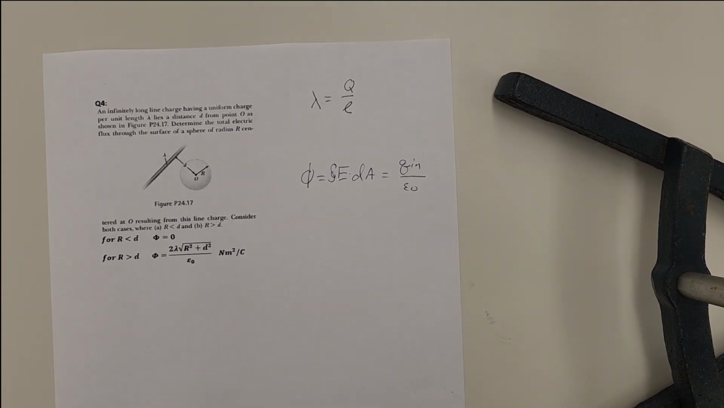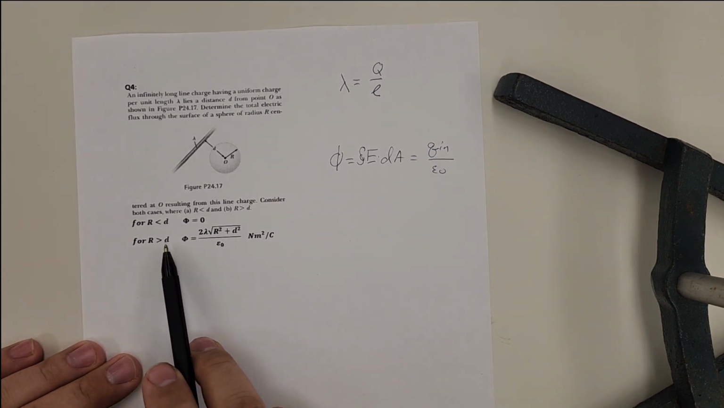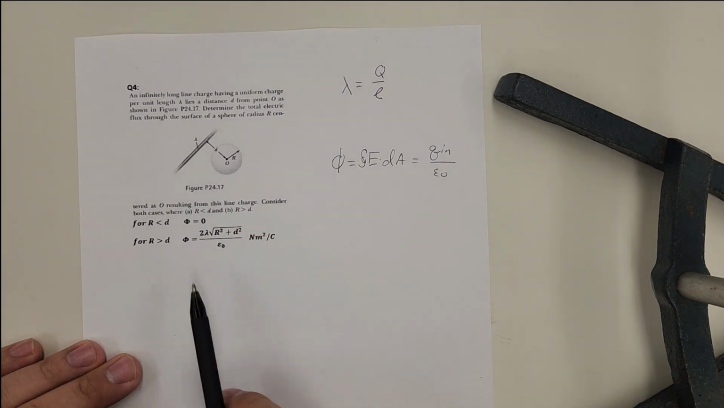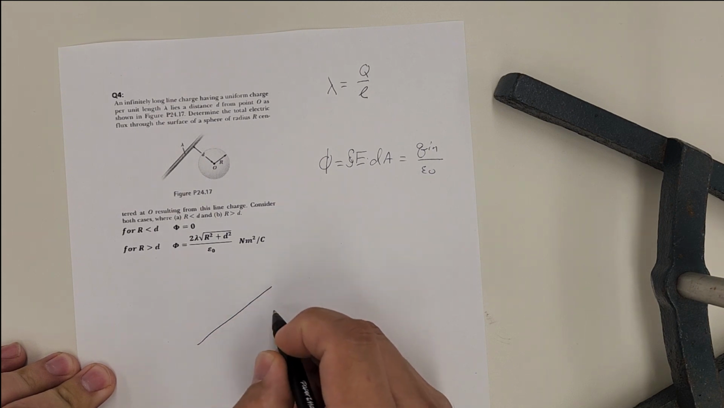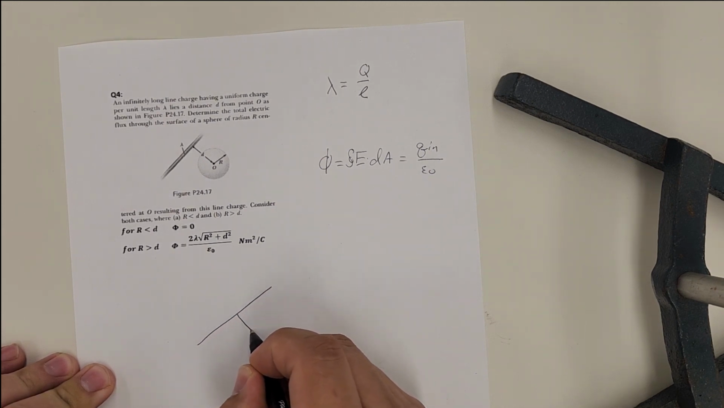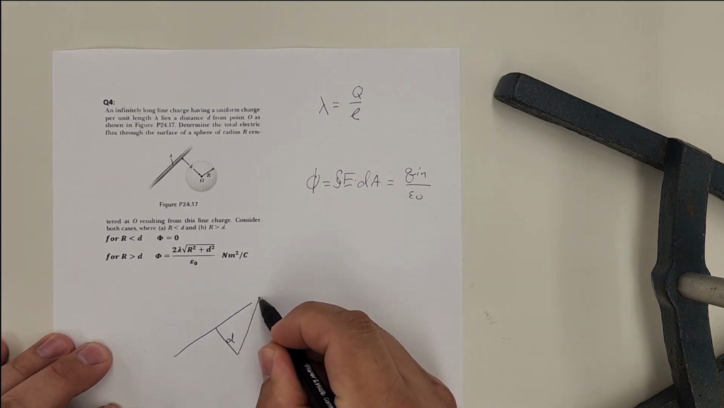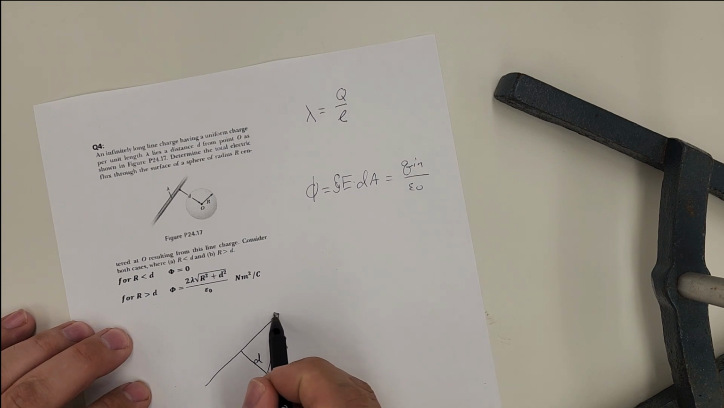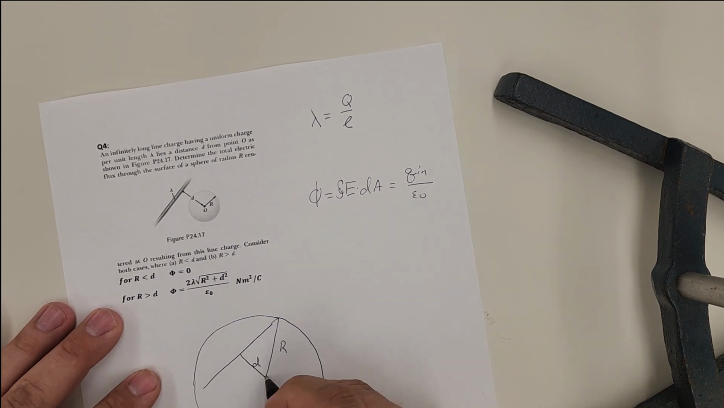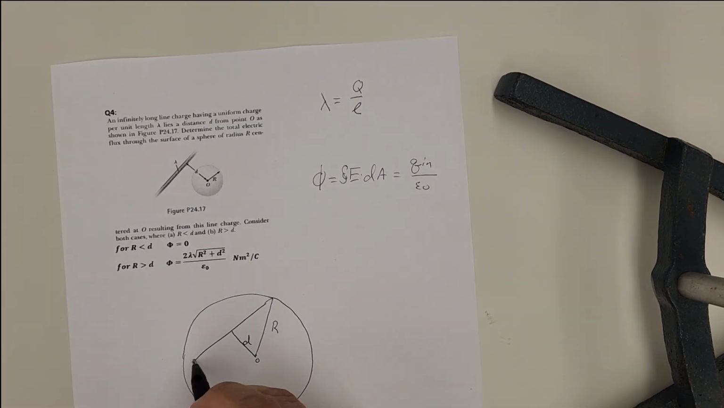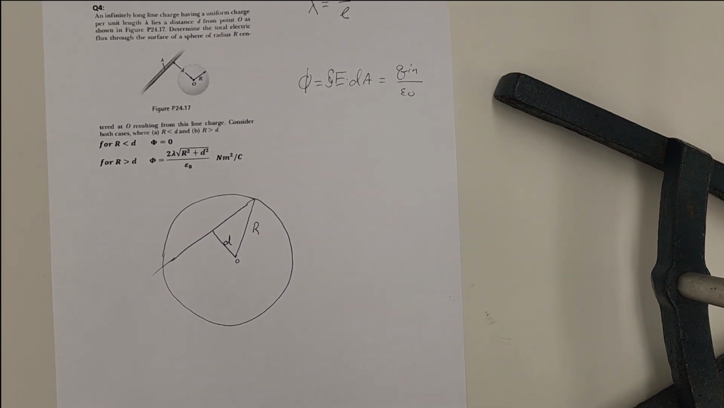For the second part, it gets a little bit trickier. What happens when r is greater than d? Then some of this sphere is going to enclose some of that line. So we can think of this distance d away. Let's say we've made our sphere rather large, something like that. Now our distance r is larger than d.